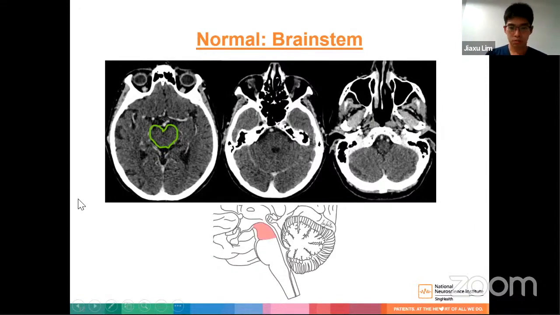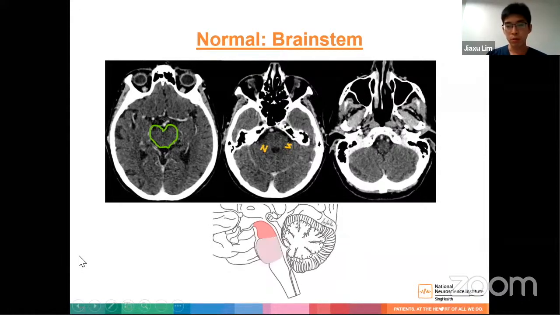The pons is attached to the cerebellar hemispheres through the peduncles. You can see the two peduncles over here. Hence, we can identify the pons. And lastly, we have the medulla. We can see the foramen of Luschka exiting laterally, the Magendie in the midline. And that gives us the medulla.